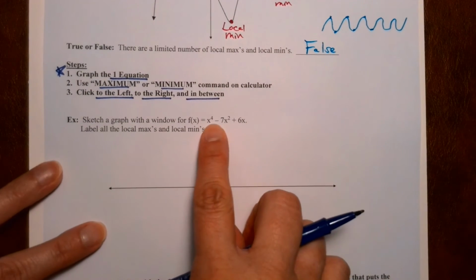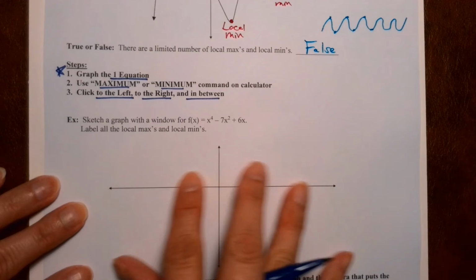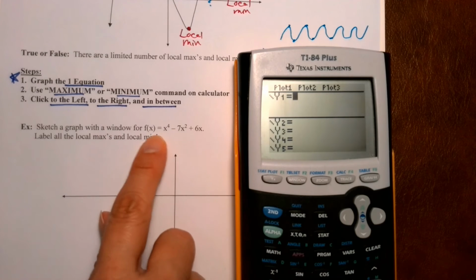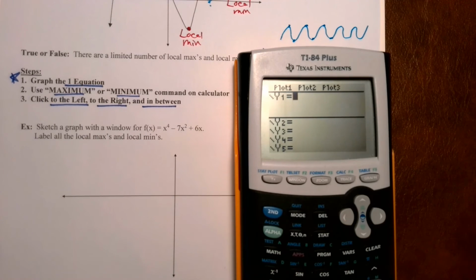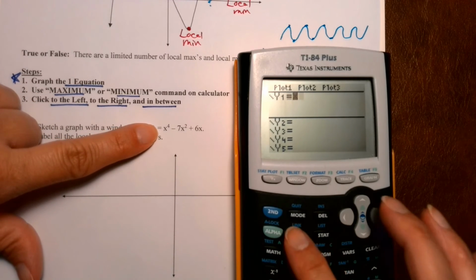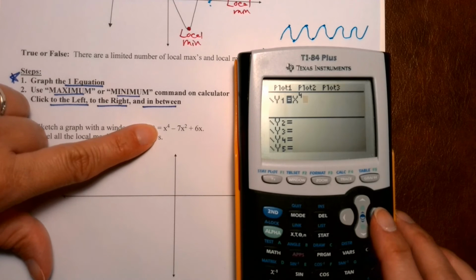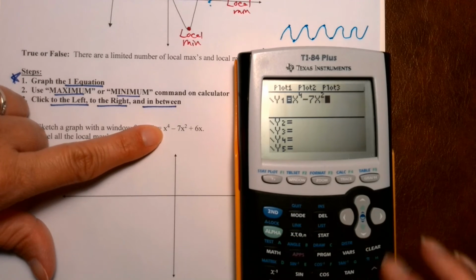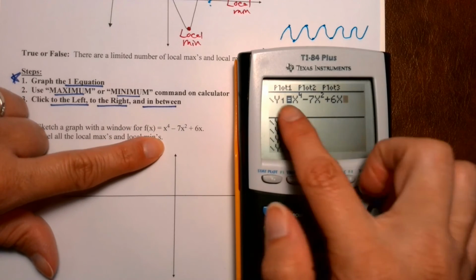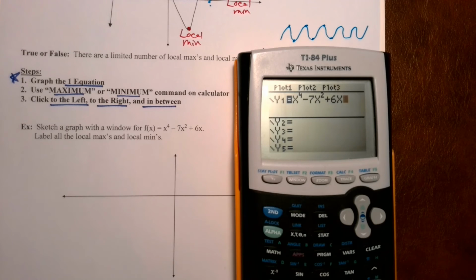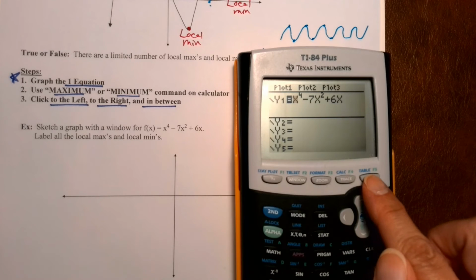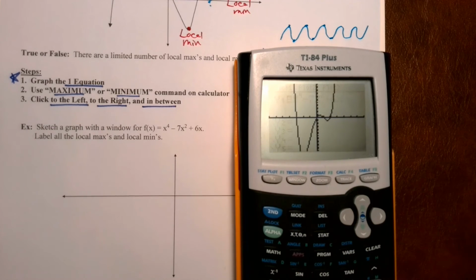Here is a graph that I have to get a good view of before I can find all the local max and min. When you go to graph this in your calculator, clear out anything that you had before. We'll start with x to the power of 4 minus 7x squared plus 6x. If you need more time to type that in, go ahead and pause the video and finish your typing. After you get it typed in, we're going to go to the graph. I have the same window from before, so we'll see how that works.